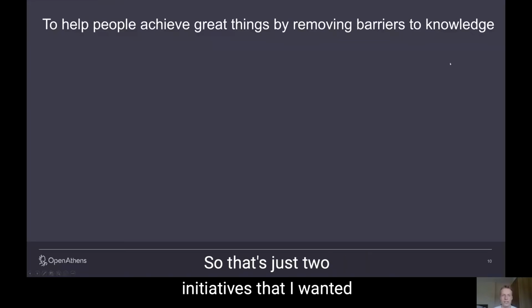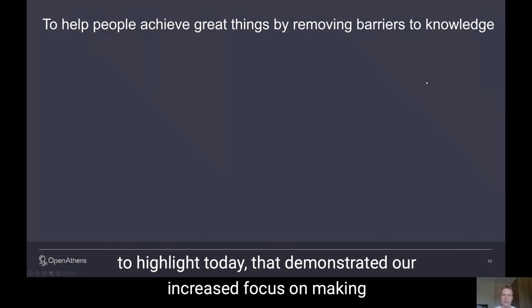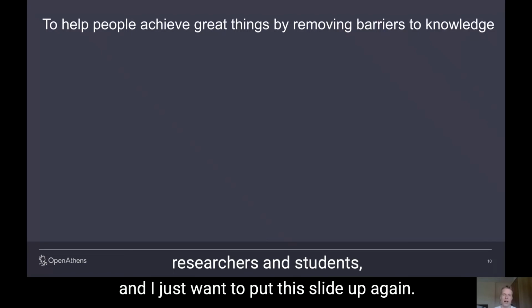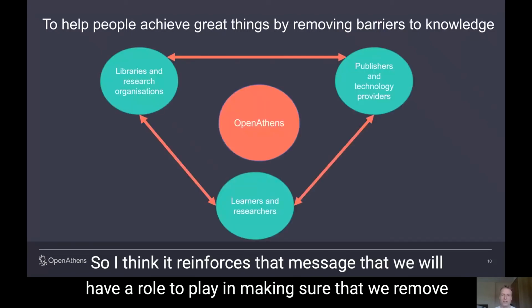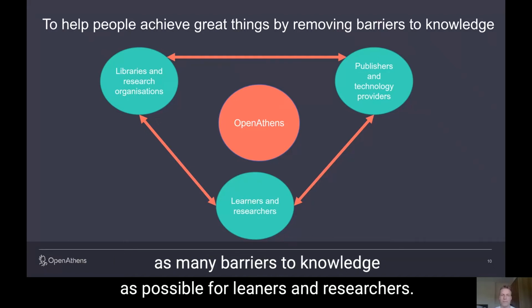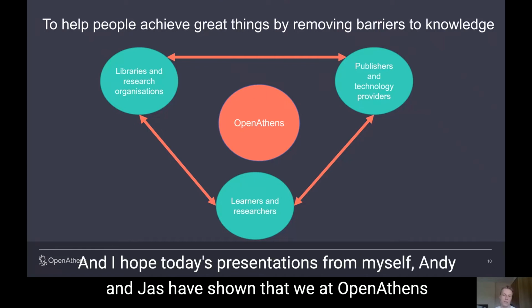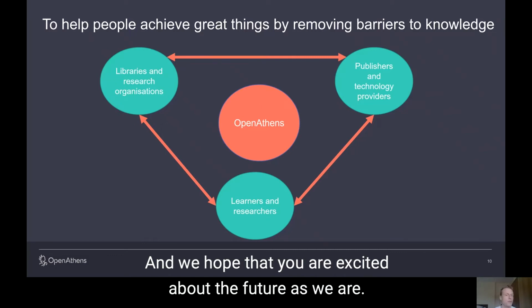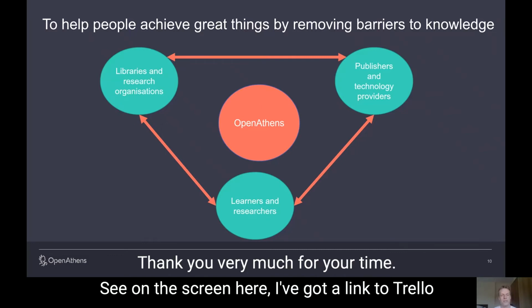So that's just two initiatives that I wanted to highlight today that demonstrate our increased focus on making sure that we deliver the best experience possible for our patrons, researchers, and students. I just wanted to put this slide up again, as I think it reinforces the message that we all have a role to play in making sure that we remove as many barriers to knowledge as possible for learners and researchers. I hope today's presentations from myself, Andy, and Jas have shown that we here at OpenAthens want to be your partners in removing those barriers to knowledge, and we hope that you're as excited about the future as we are. Thank you very much for your time.